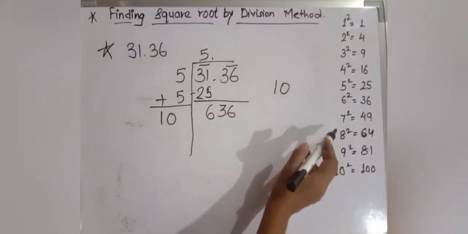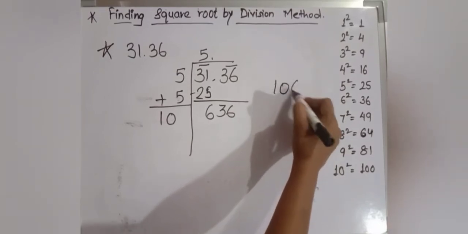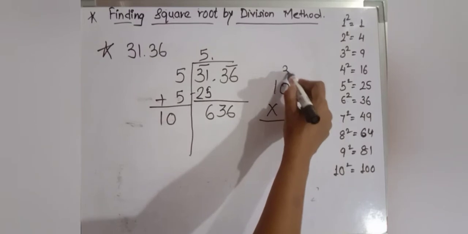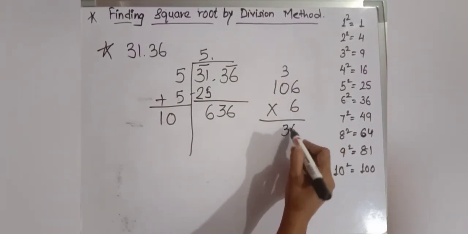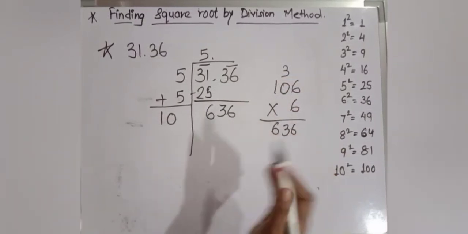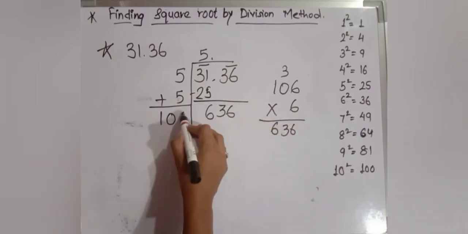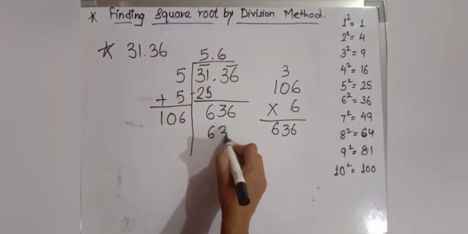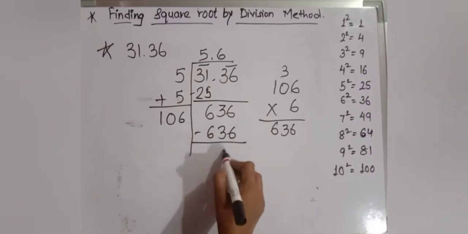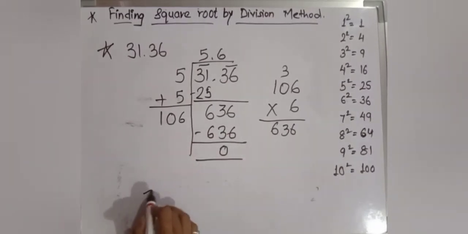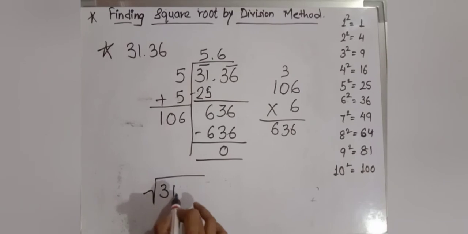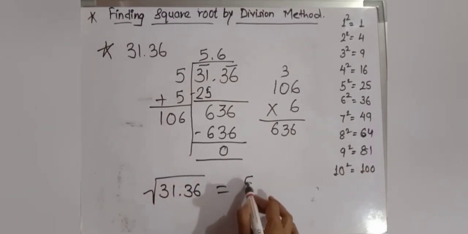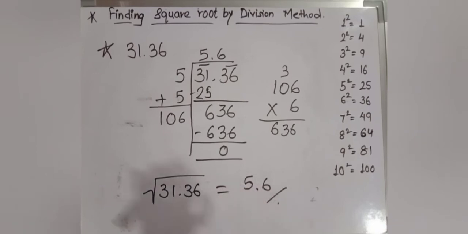Here we can go with 6. Write 6 here and multiply by 6. 6 into 6 is 36, carry 3, and 6 ones are 6. So yes, we have 6 into 6. So we will get 636, and the remainder is 0. Now we can say that the square root of 31.36 is equal to 5.6.